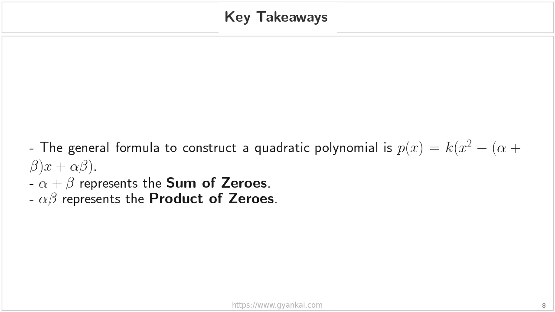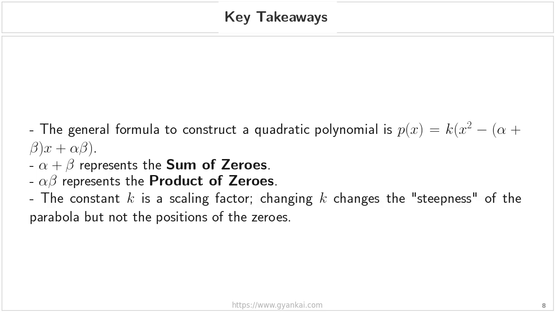To make sure you don't get lost in the symbols, just remember that alpha plus beta represents the sum of the zeros, and alpha times beta represents the product of the zeros. Lastly, don't forget about that constant, k. As we discussed in our examples, k acts as a scaling factor.